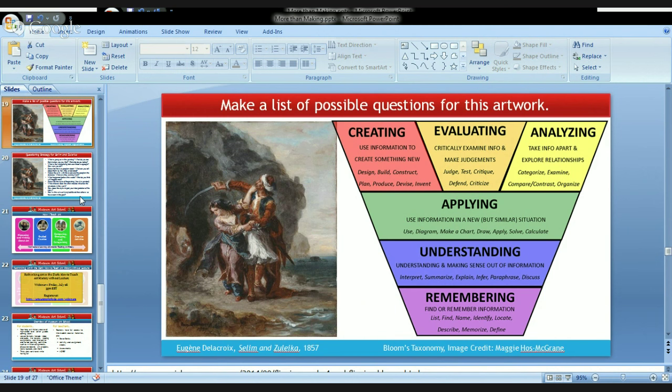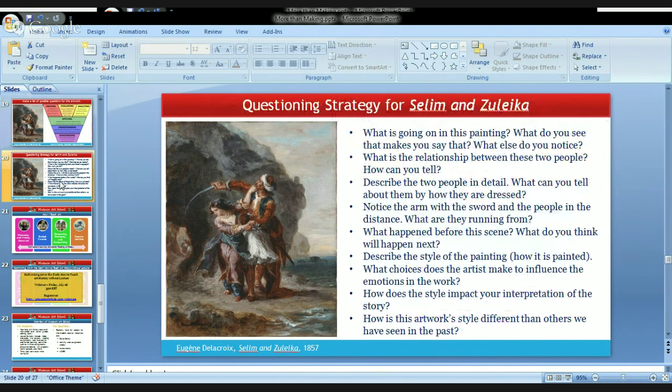Okay, so these are some questions that I might ask about this painting, just to give you an idea of some other types of questions you can ask. But again, I always start with the three visual thinking strategies questions. What's going on in this painting? What do you see that makes you say that? What else do you notice? But also asking about the relationship, describing the people, describing the style, how it's painted, what's happened before, what will happen next.